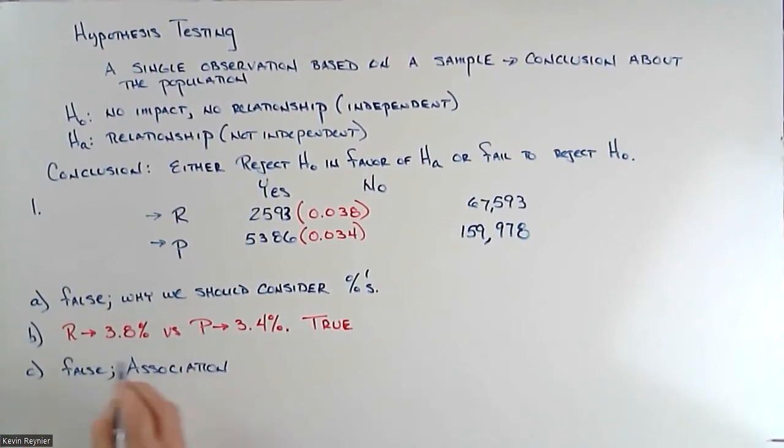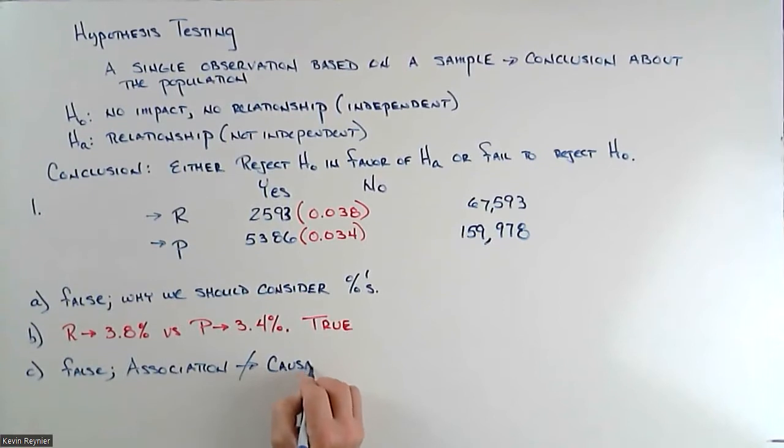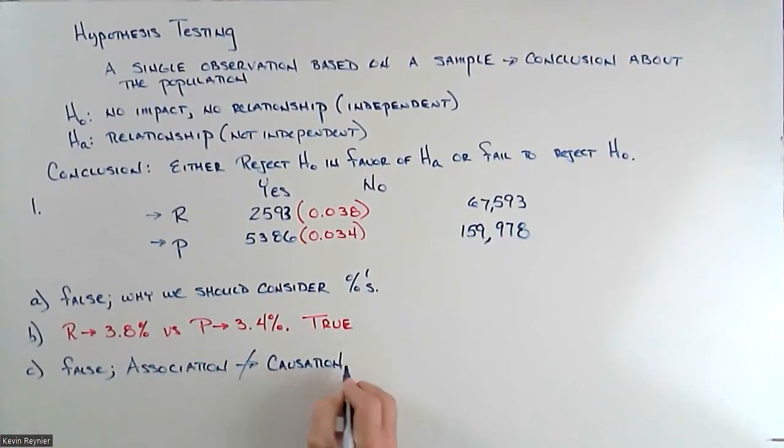We can say it's associated with a higher rate, but we know association does not prove causation. To get causation, we need to run an experiment. This is not an experiment, it's an observational study.